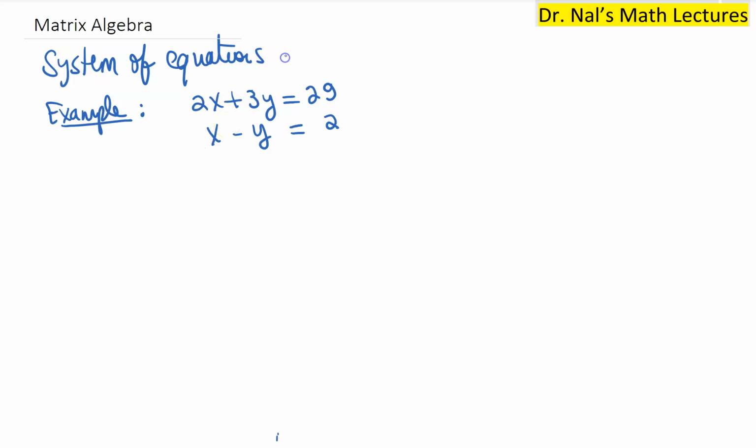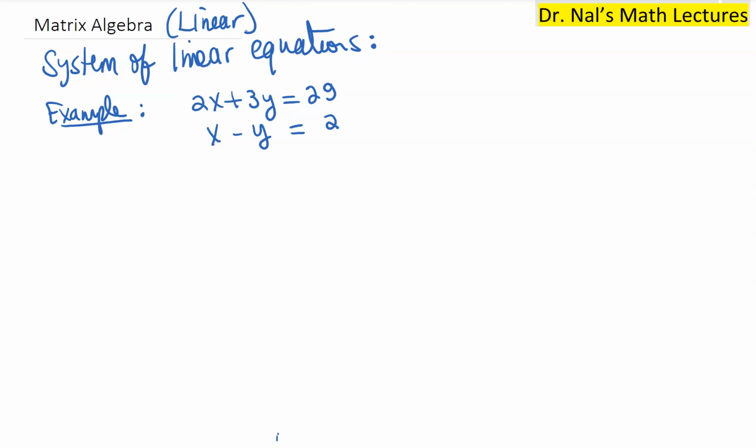So when I say system of equations, let me clarify here. System of linear equations. The whole thing will be related to what we call matrix algebra, or also known as linear algebra. Linear is a word which has been derived from the word line. All right, so how do you solve this system of equations?